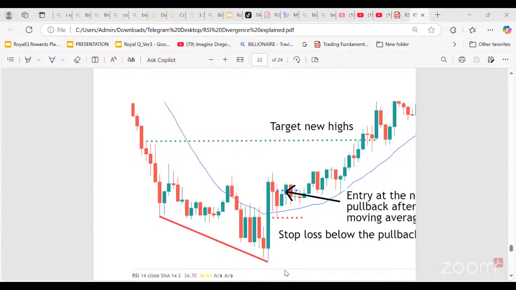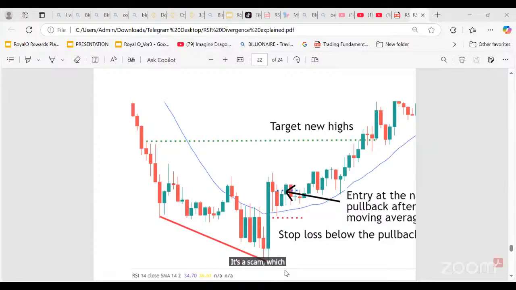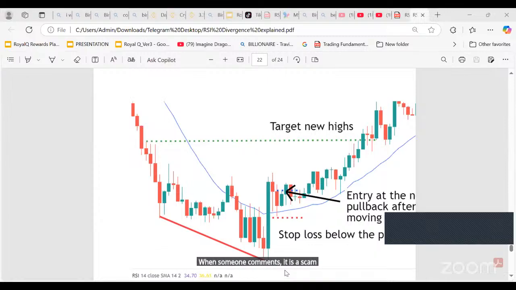Whoever says Rochu is a scam, it is okay. I will suffer with my scam. That's why nowadays I don't argue. Rochu is a scam. It's okay. Someone tells me Rochu is bad. It's okay. It is bad. Now I no longer say I want to prove you. I no longer prove anyone. I no longer argue when someone comments it is a scam. It's okay.